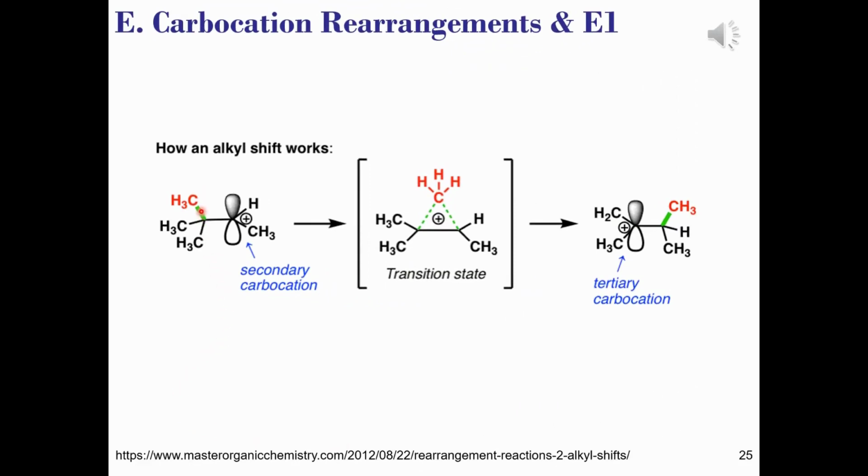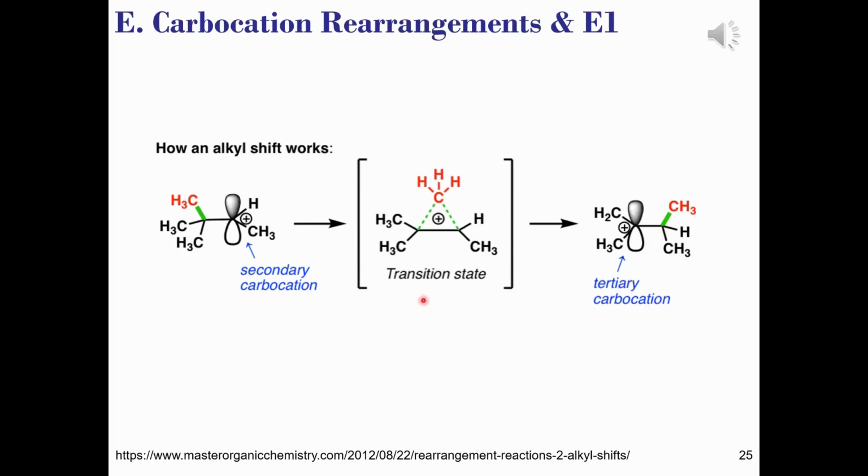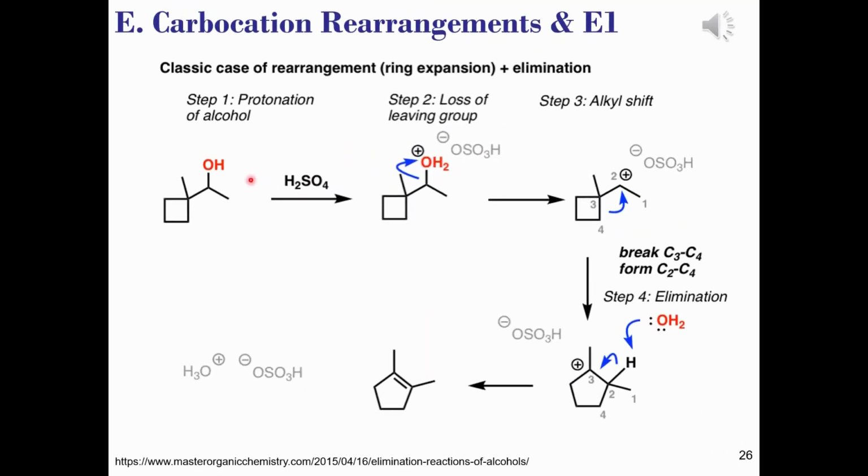These happen via the transition state that's shown on this slide, and when a methyl group is removed from the more branched side of a secondary carbocation, this results in a more stable tertiary carbocation. This type of shift is generally known as an alkanide shift, but for methyl groups specifically, this is called a methanide shift. The final example of carbocation rearrangement involves something called a ring expansion.